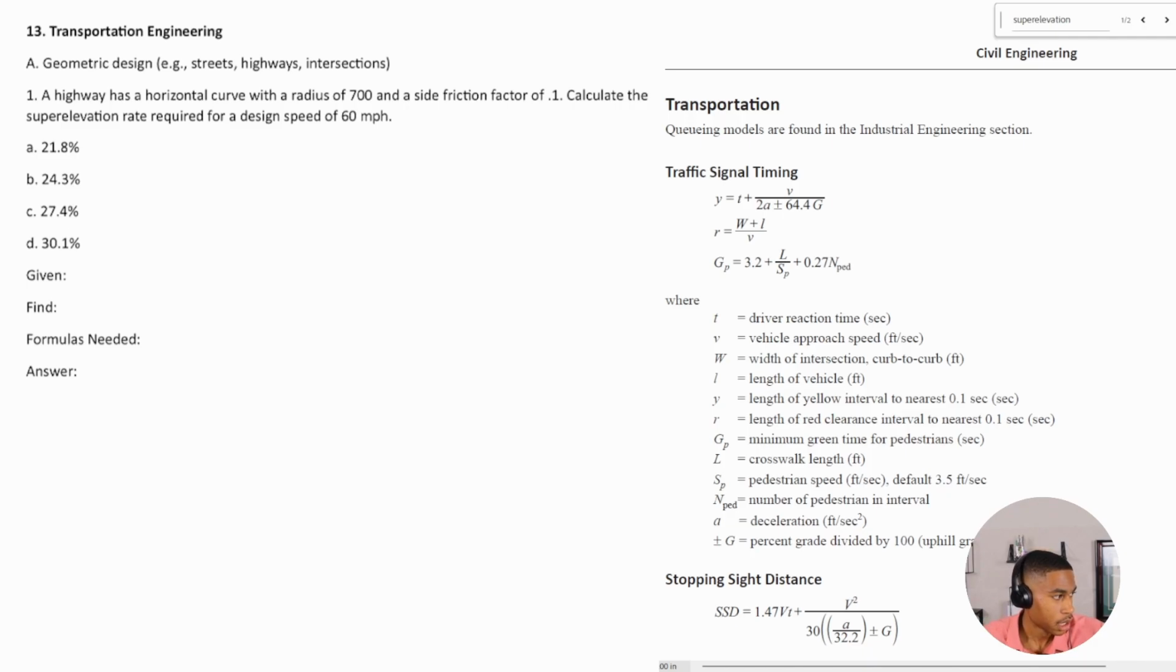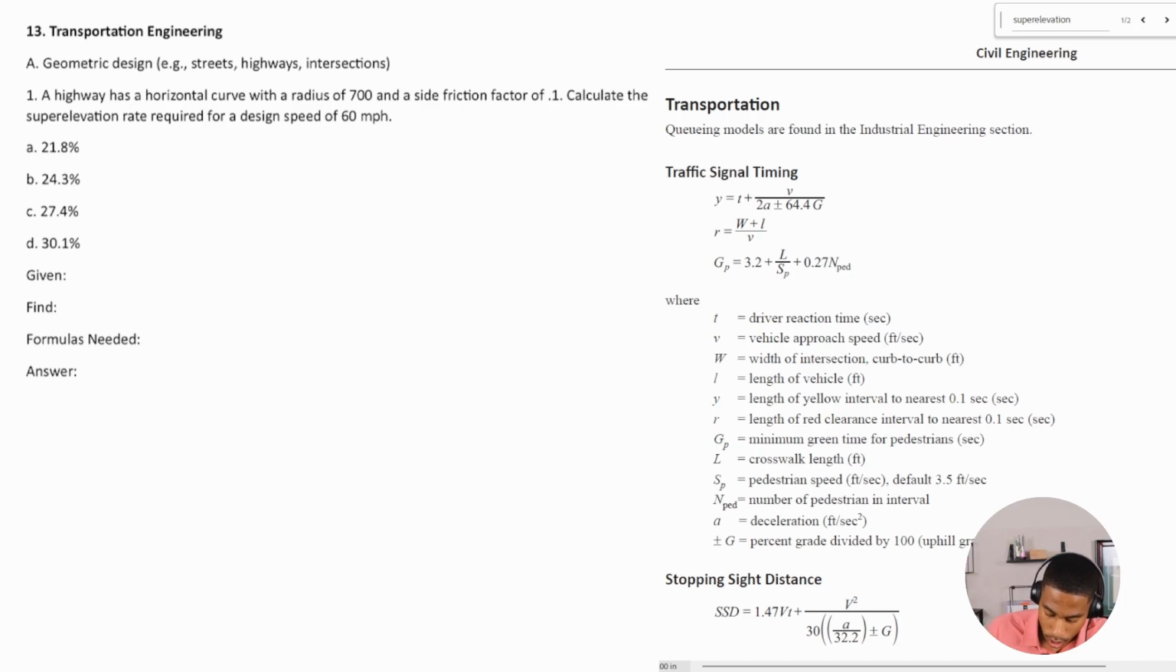All right, so number one says, a highway has a horizontal curve with a radius of 700 and a side friction factor of 0.1. Calculate the super elevation rate required for a design speed of 60 miles per hour. All right, so how do we attack each problem? Well, we first have to decide what we're given.